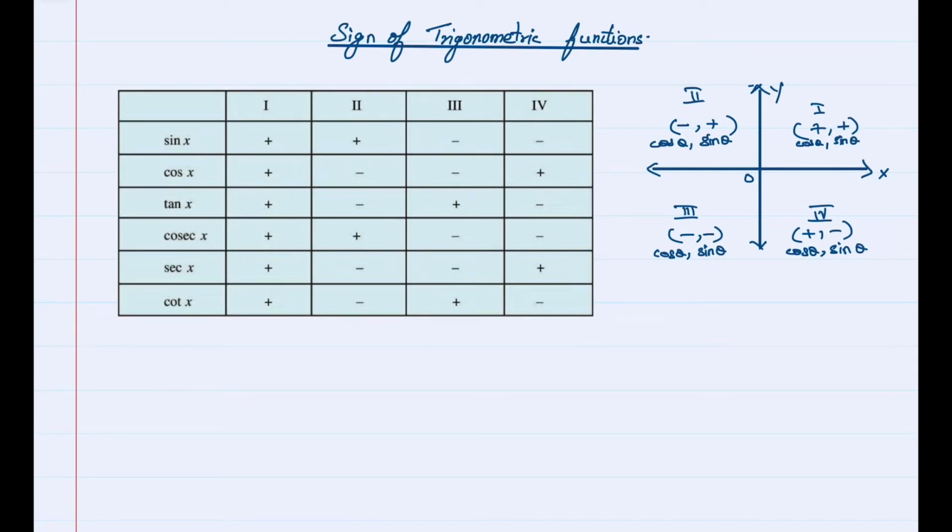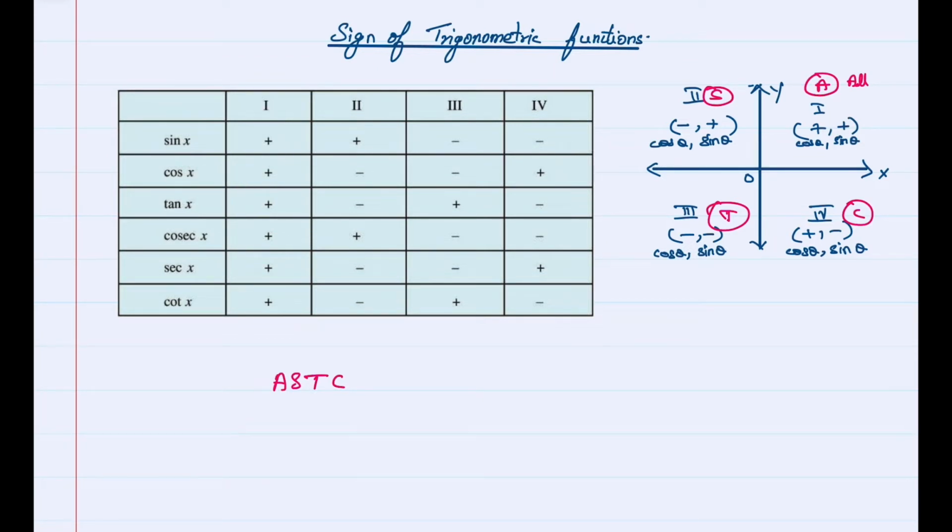We can remember these signs easily by the mnemonic A, S, T, C. All silver tea cups, or after school to cinema, or all students take calculus. A, S, T and C. A stands for all. All trigonometric ratios are positive. See, in the first quadrant all trigonometric ratios are positive.